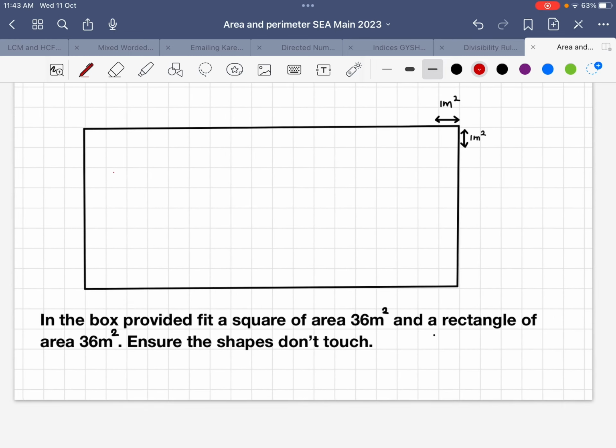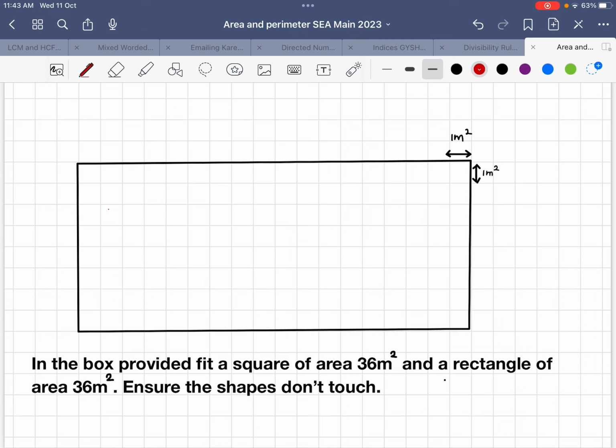Next we have, in the box provided, fit a square and a rectangle, each of area 36 meters squared. Ensure that the shapes don't overlap or touch the borders of the box.